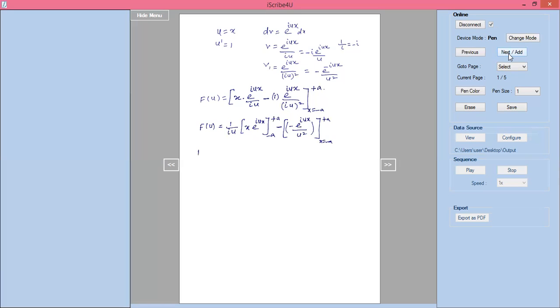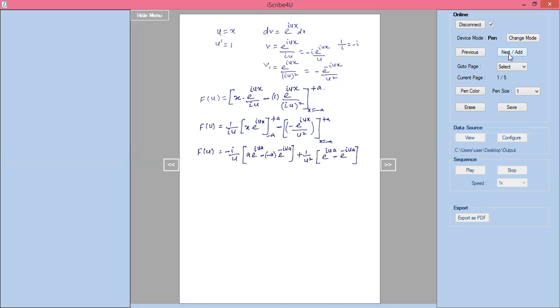Now I'll write f of u equal to 1 by iu. If you want 1 by iu, I'll write minus i divided by u, so 1 by i into, first, if you apply the upper limit, a into e power iua, minus, if you apply the lower limit, minus a into e power minus iua. This is the upper limit and lower limit. Minus of minus should be plus 1 by u square into e power iua minus e power minus iua. Is it clear? The upper limit I applied e power iua, the lower limit I applied e power minus iua.